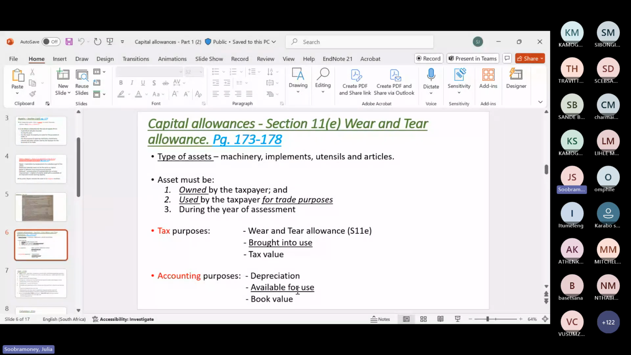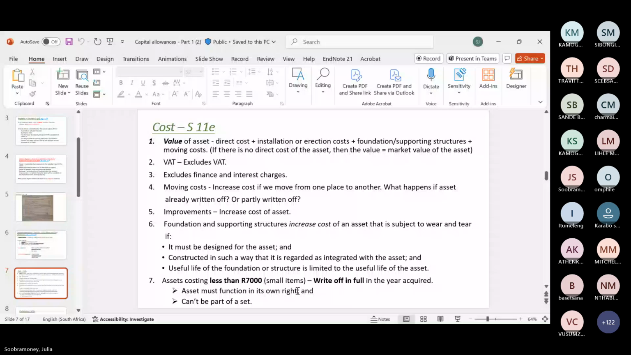Okay, so let's look at section 11E. Sorry, students, just give me a few seconds. Okay, sorry about that. So under section 11E, there are certain rules that need to be applied.